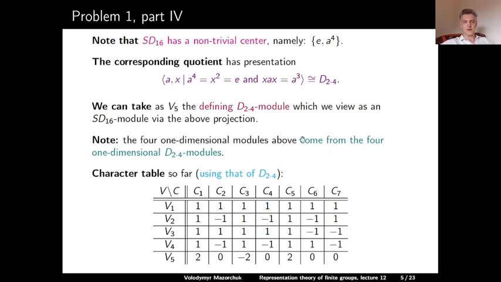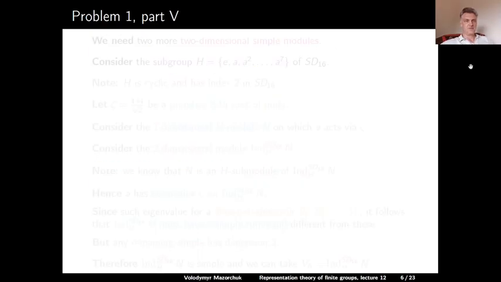And for the two-dimensional module, we can just take the character for the D2 times 4 module and lift it to compute the character of the SD16 module, which we get using this projection. So the value on C1 and C5 should be the same. The value at C3 will be -2, and the rest is 0. Okay, we have successfully constructed one simple two-dimensional SD16 module.